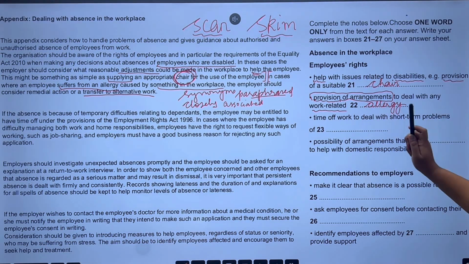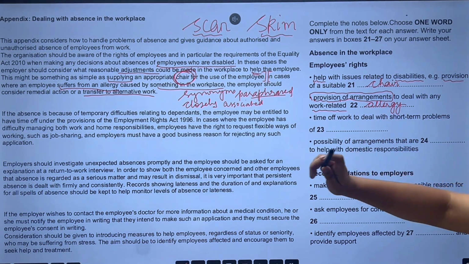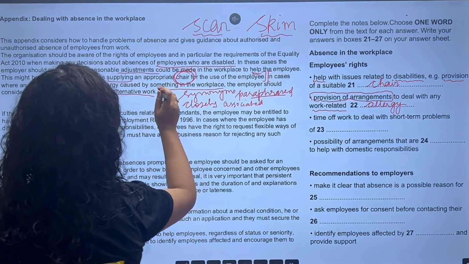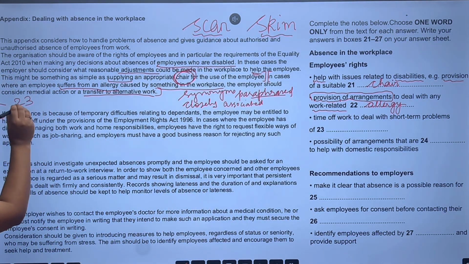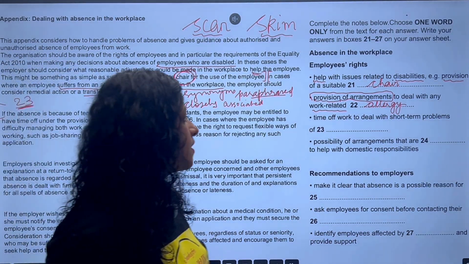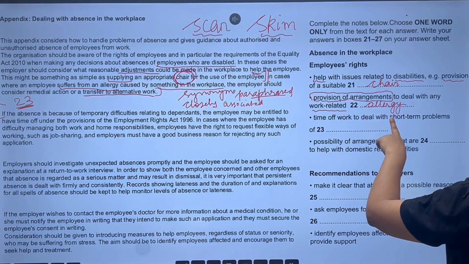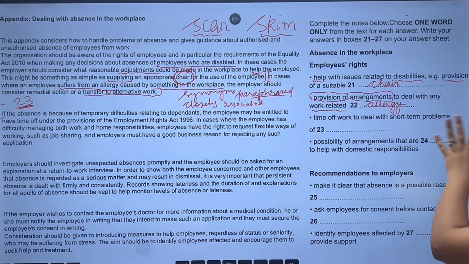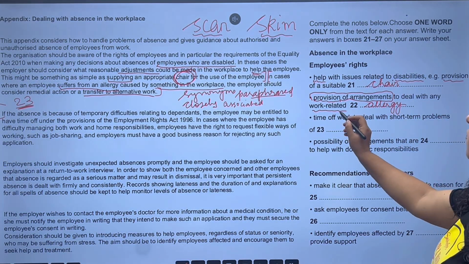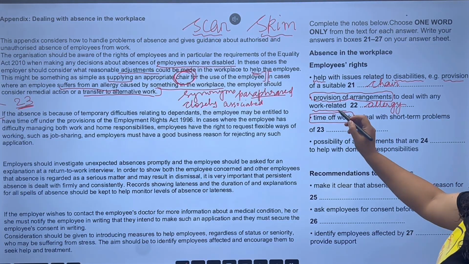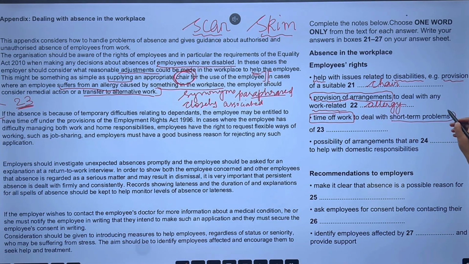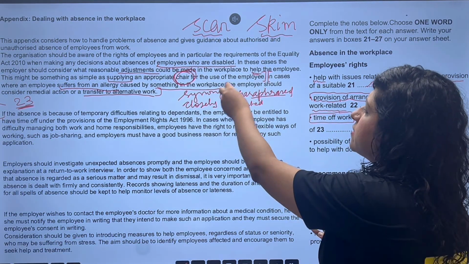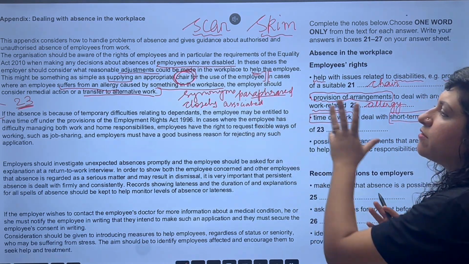Now, for question number 23rd, because I found my answer over here, I'm going to read from here. Time off work to deal with short-term problems of something. So there would be discussion of time off work. And what's the time off work required for? To deal with short-term problems. These are my keywords now. So I'm going to search for these exact words, if not synonyms, if not that closely associated words.